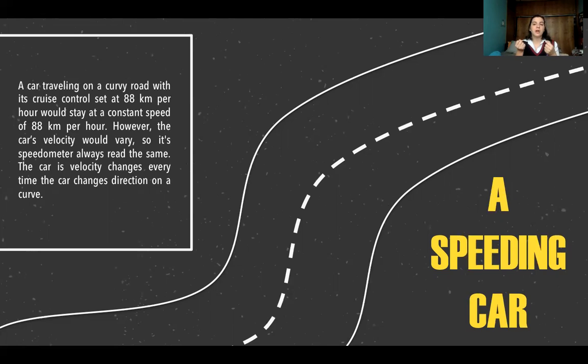Okay, so if we have a car, the car is going to stay at a constant speed. That means that the speed will never change. It's going to remain traveling at 88 kilometers per hour. But every time that we move our car towards the left, towards the right, while we're driving on that curvy road, we're changing the direction that our car is moving. The speedometer is going to read the same amount of kilometers per hour because we're not changing the speed. But when we change the direction of our car, we're changing the velocity of the car. See? That's roughly the difference between speed and velocity.